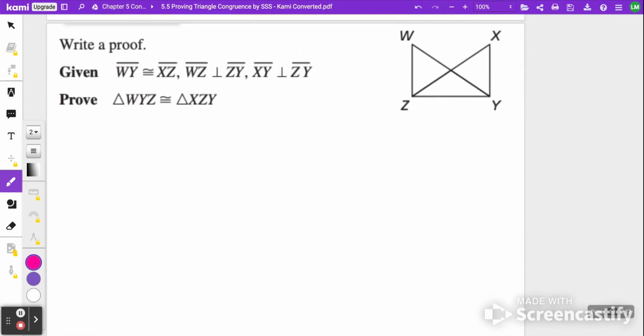So what we're going to do here is talk about how we can write a proof to be able to prove that WYZ is congruent to XZY. The first thing we want to look at is our givens. WY is congruent to XZ.